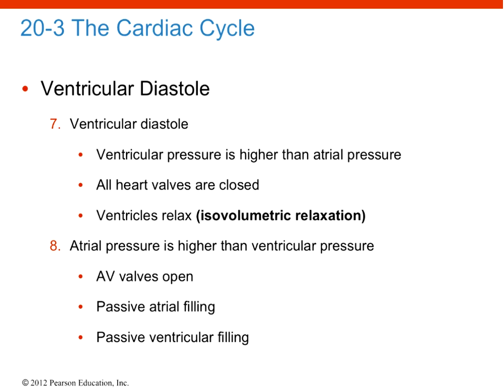In ventricular diastole, the ventricular pressure is higher than the atrial pressure. As a result, at this point here, all the heart valves are closed. When the atrial pressure is higher than the ventricular pressure, when those atria are contracting, the AV valves will open, and as a result the atria will passively fill, and then the ventricles passively fill as well, where there isn't actually a pumping action happening. That's why we consider it a passive filling of these atria and these ventricles.